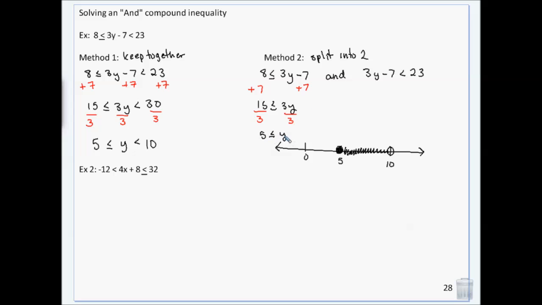So I've got 5 is less than or equal to y. And if you ever want to rewrite that, you just flip it, but always make sure that the arrow is pointing to the same thing that it was already pointing to. So if your variable is on the left and you don't like that, or on the right and you don't like that, you can turn it around. Just make sure you turn the arrow with it. And then I solve this one.